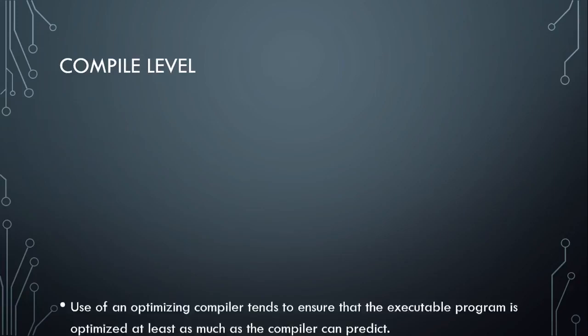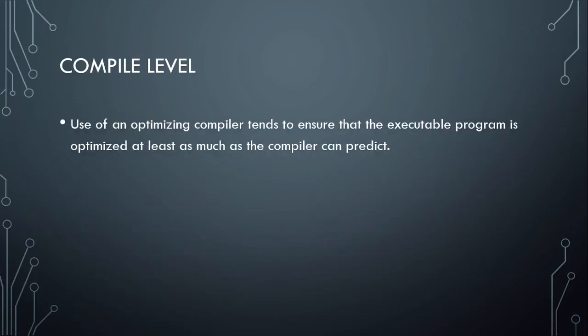The next level, of course, is compile. This is use of an optimizing compiler tends to ensure that the executable program is optimized at least as much as the compiler can predict. So the compiler will look and say, hey, you can optimize this. It will give you suggestions.